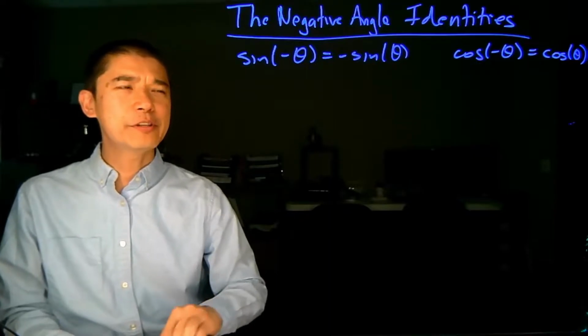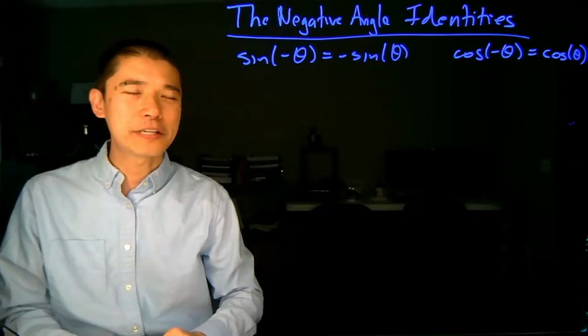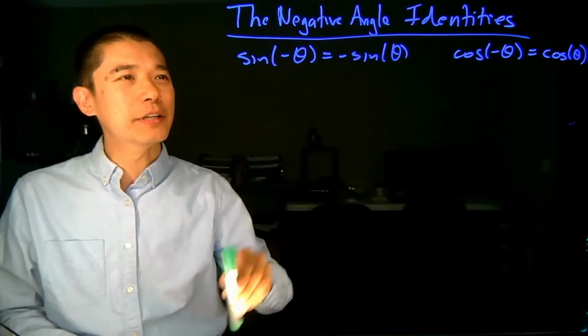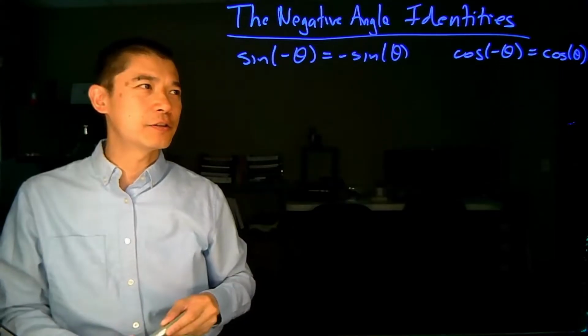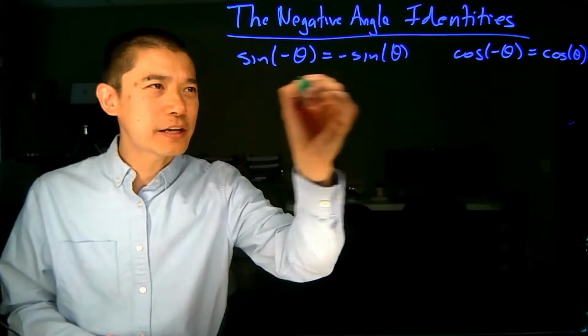We want to spend a little bit of time thinking about the properties of the sine and cosine functions, and in particular, the negative angle identities. So what are we trying to say here? These are the formulas. Sine of negative theta is equal to negative sine of theta, and cosine of negative theta is equal to cosine theta. Now, if you think back to your precalculus class, you might recognize this property.